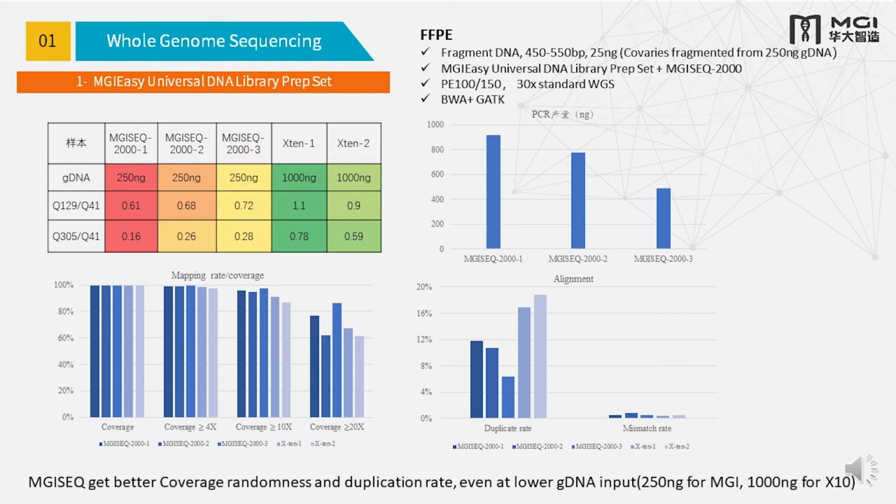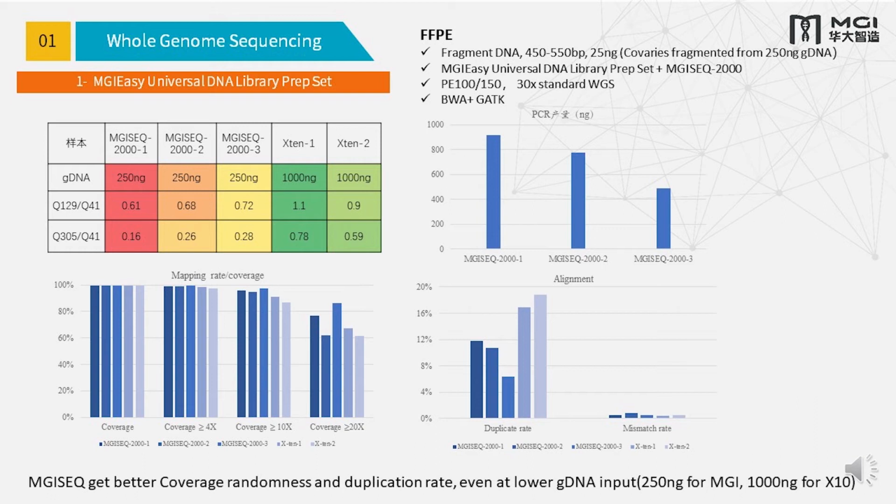And you can also see from the data, from the 2000 to the X10, we have similar mapping rate and coverage, and still the same conclusion. We have a lower duplication rate, and I think the match rate is a little lower. Okay, I forgot to mention that for FFPE samples, if you produce one DNA library, it is enough for you to sequence 3 times.